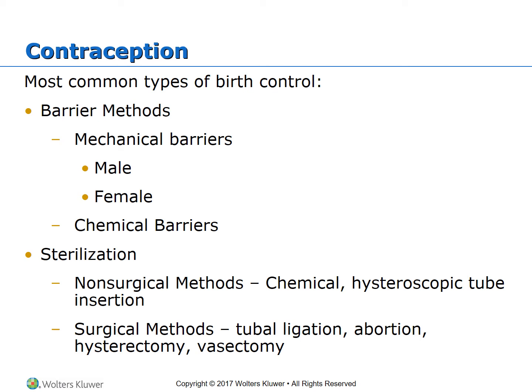Sterilization: you have non-surgical methods, you have chemical, hysteroscopic tube insertion. Chemical is permanent. There are also surgical methods such as the tubal ligation. That is your most common and effective procedure. There's also abortion, hysterectomy, vasectomy. Vasectomy is very common and relatively easy and has very few complications.